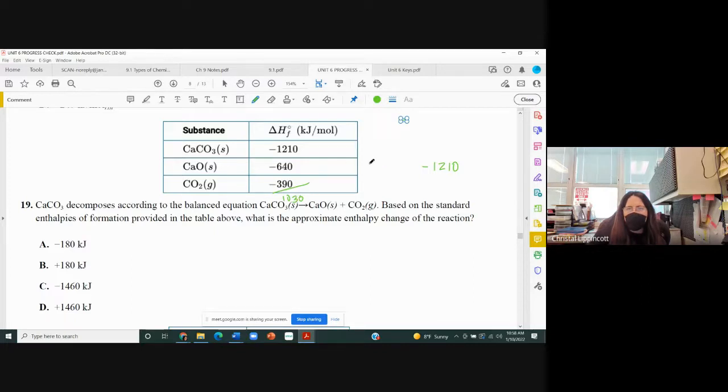Products are here. Products minus reactants. Oh, but this is a negative. Okay, there we go. And then 1210. There we go. Now my algebra is coming out right.